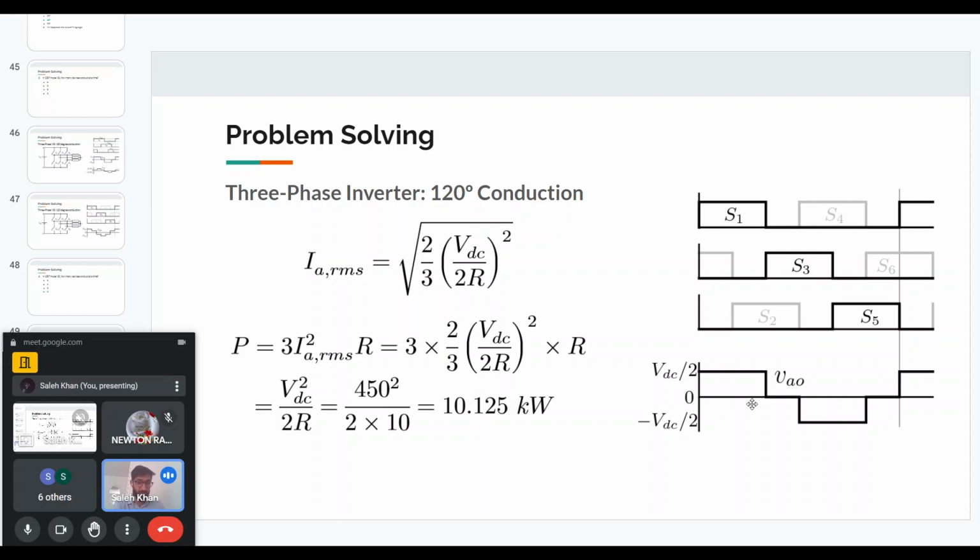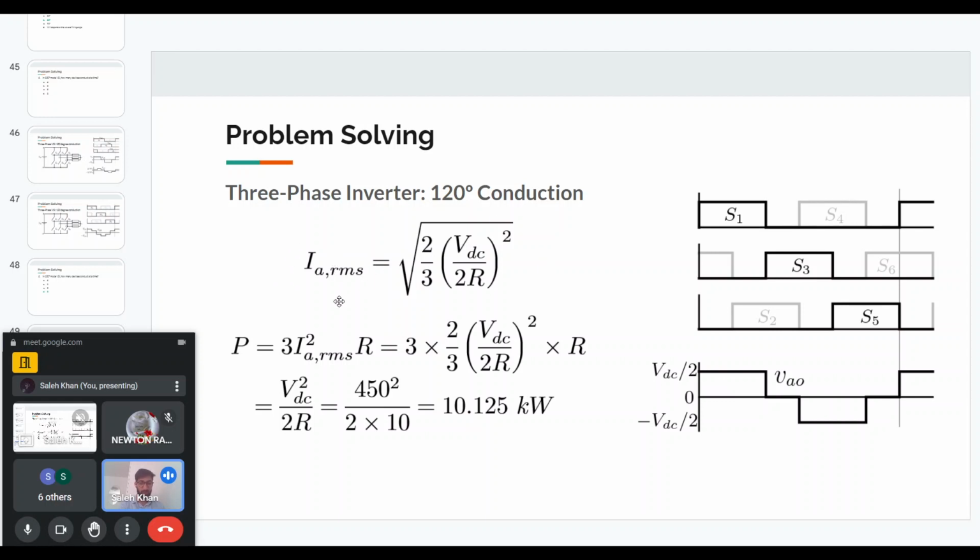Now the current for a resistive load will look the same, but it will have a different value. So instead of VDC by 2, the peak will be VDC by 2R. It will be just voltage divided by the resistance. The RMS of that current is the square root of 2 by 3 times (VDC by 2R) squared, 2 by 3 because it is on for 120 degrees out of 180 degrees. So you can easily find that the RMS of the load current is given by this equation.